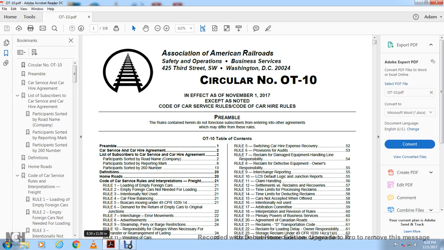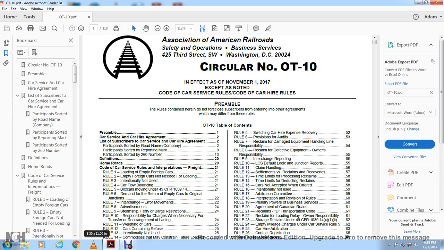Rule 3, intentionally not used. Rule 4, car flow balance. Rule 5, boxcar moving, Title 49 CFR 1039.14, demanding a return of empty cars to original junction. Rule 7, interchange error movements. Rule 8, advertisements. Rule 9, steamship ferry barge restriction.